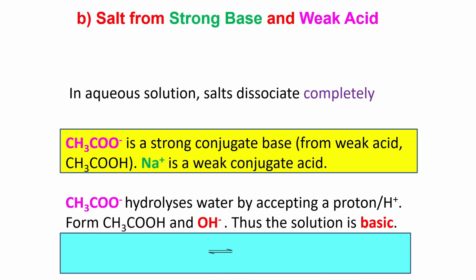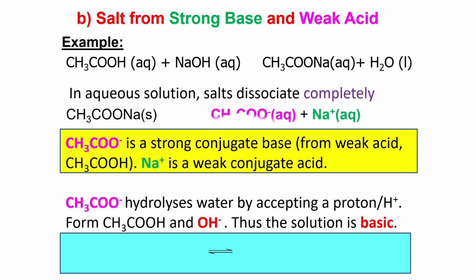Okay, yang jenis yang kedua, salt that produce from strong base and weak acid. So we have strong base NaOH and weak acid ethanoic acid. Okay, carboxylic acid, so produce sodium ethanoate. So this salt will dissociate, produce an ion and cation. Okay, so we know between these two anion or cation, hanya satu saja yang akan undergo hydrolysis. So siapa yang kuat, dia boleh digunakan untuk react with water, pecahkan water.